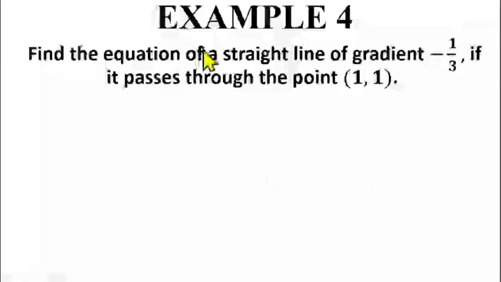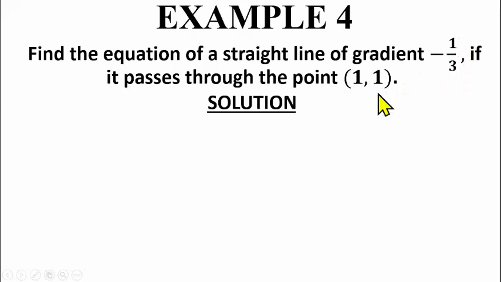You have to find the equation of the straight line of gradient minus 1 over 3 if it passes through the point 1, 1. So in this case also, we are not given the y-intercept. We are given the gradient, which is minus 1 over 3. We are given the coordinate of a point that it passes through. So we can use that to find the y-intercept.